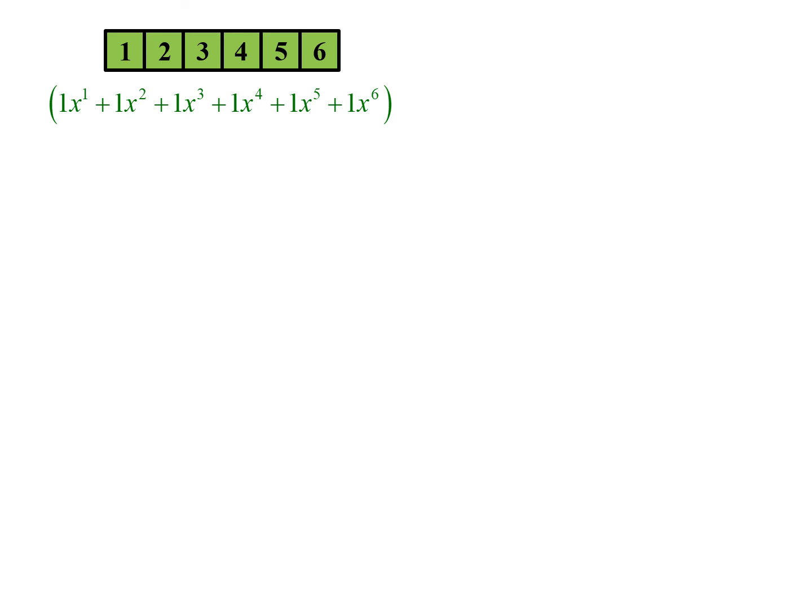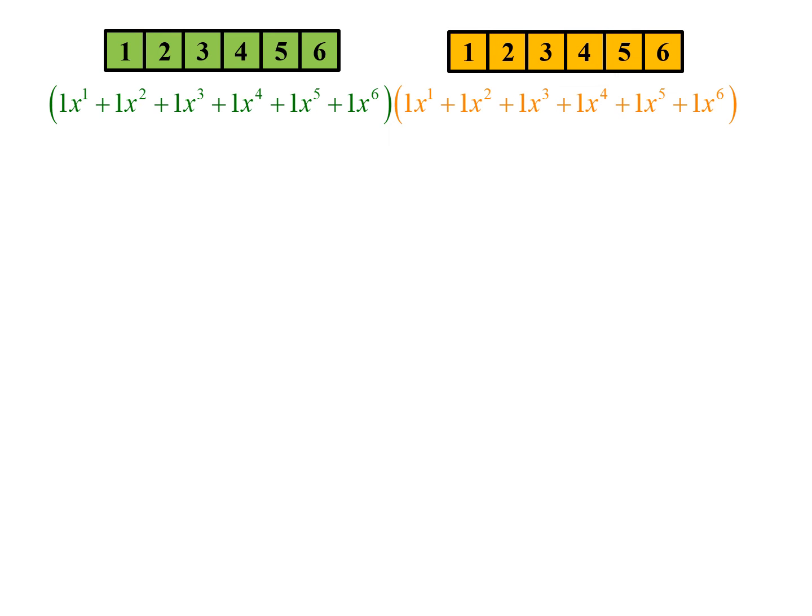For each term, there is a coefficient and an exponent. The exponent represents the number you see on the die, and the coefficient tells you how many sides of the die the number appears on. The 1 appears one time, the 2 appears one time, the 3 appears one time, etc. Here's the orange standard die with its generating function. Both generating functions are identical because both dice are standard dice.